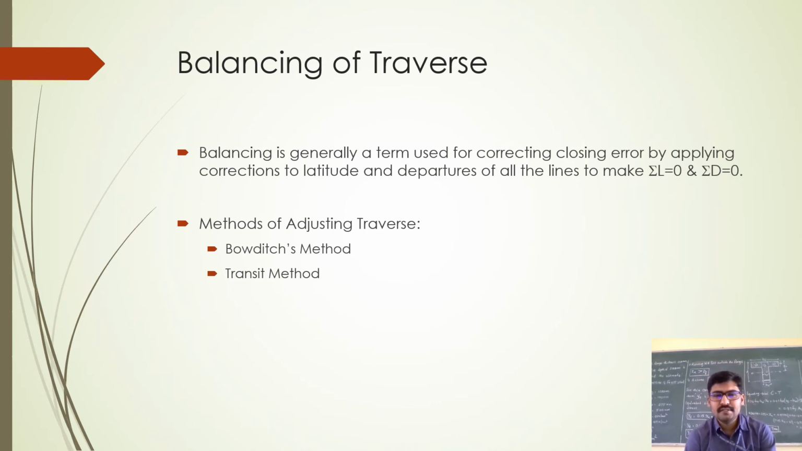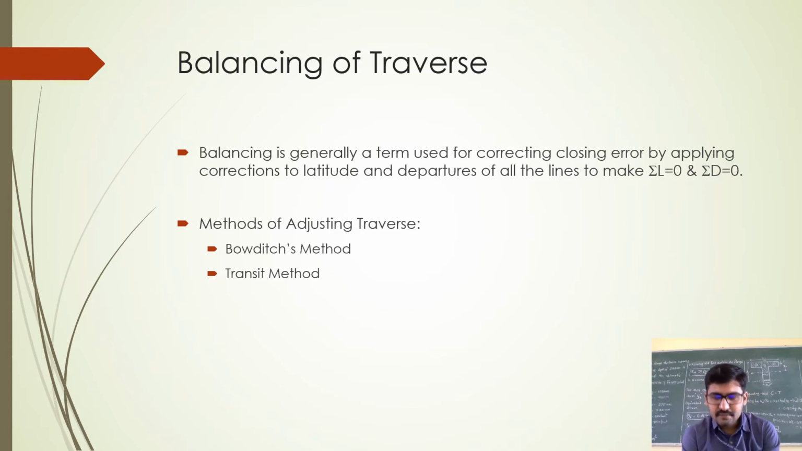If you look at the rectification, it is called balancing of the traverse, right? Removing the closing error, or applying the correction for the closing error, is called balancing. Balancing generally includes correcting the latitude and departure of all the lines. When you have the latitude and departure of all the lines, then you can easily rectify them.